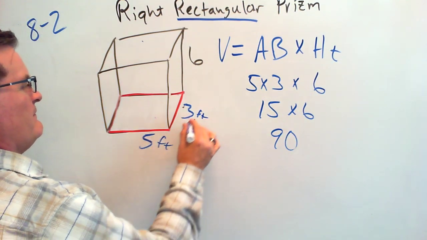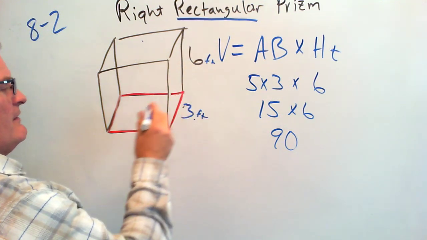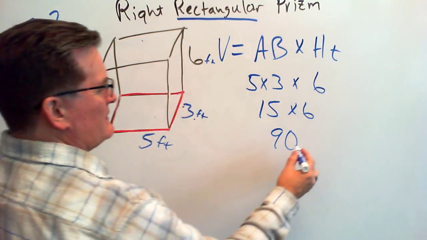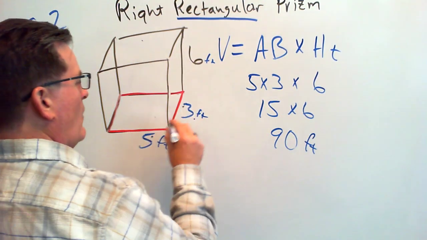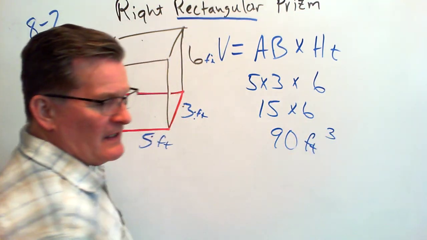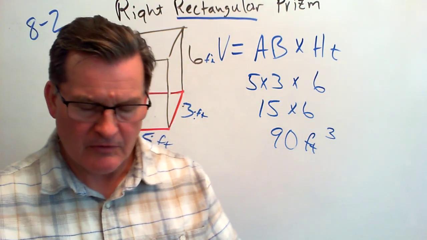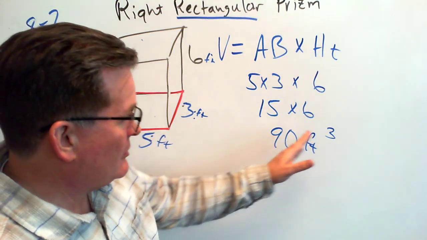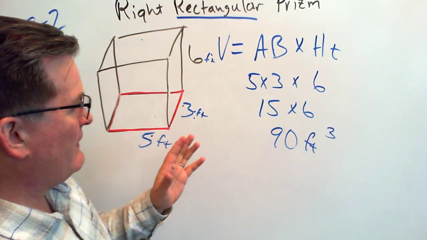And let's say these are feet. So 5 feet by 3 feet by 6 feet. So this is 90 feet. Since there are 1, 2, 3 dimensions, it's 90 feet cubed. And that's how you write the final answer. That cubing is necessary. That's what shows that we found the volume of it.